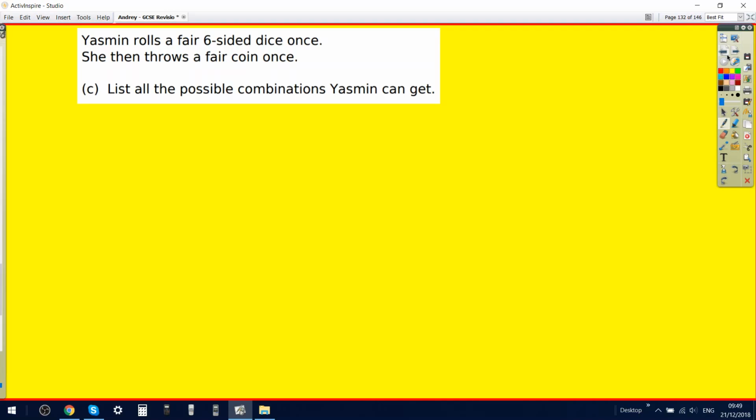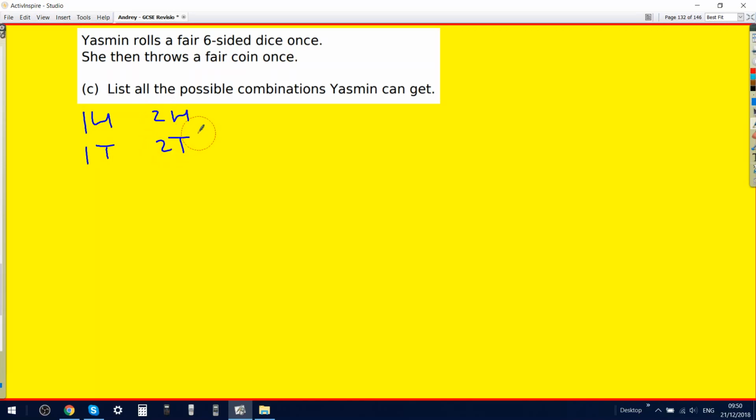So do I need to do like 2 times 6? So there will be 12 outcomes, but what are those outcomes? So it could be like 1 heads, 1 tails. 2 heads, 2 tails. 3 heads. It just goes on like that up to 6. Yeah, exactly. 5, 6, fine.